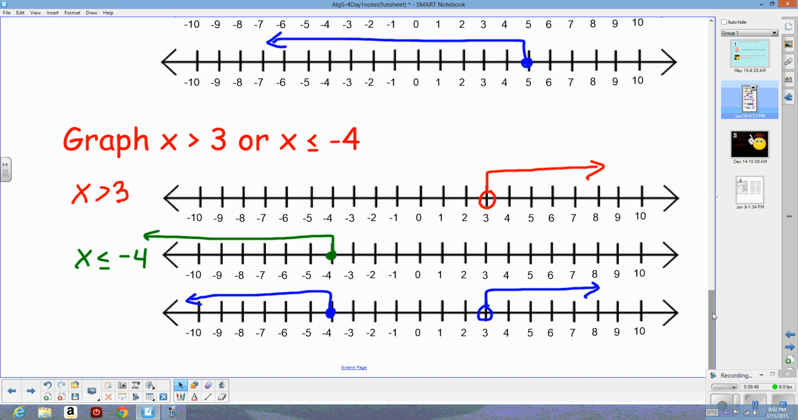Now, just like there was a symbol for the intersections, the symbol for a union looks like this. You won't see that in your textbook, but you will possibly encounter it in a future textbook. So I just wanted to point that out.